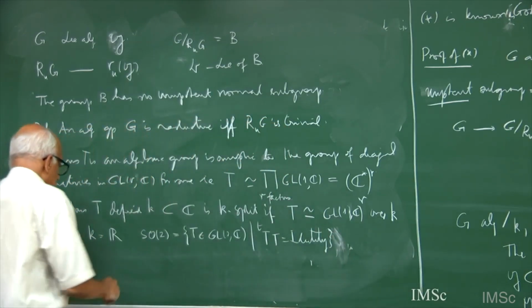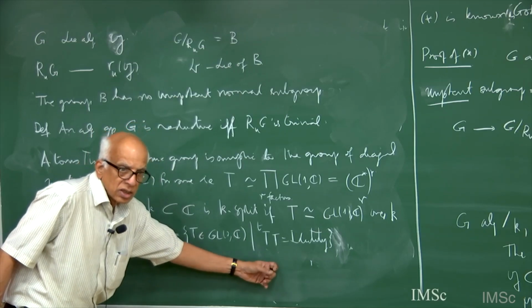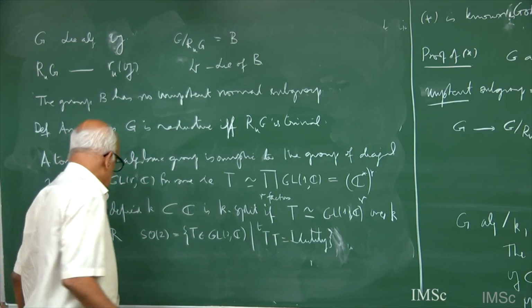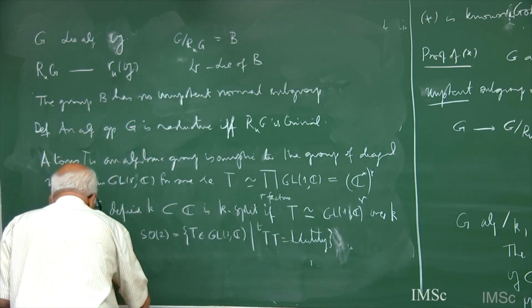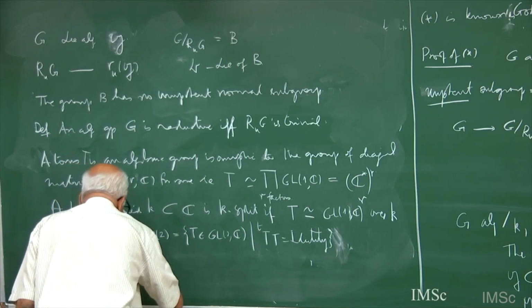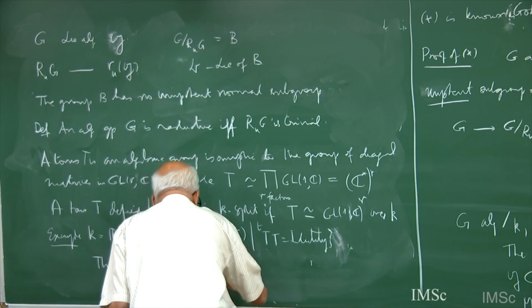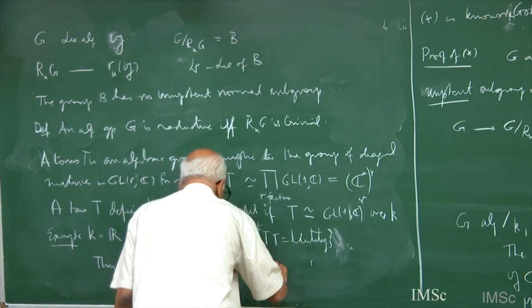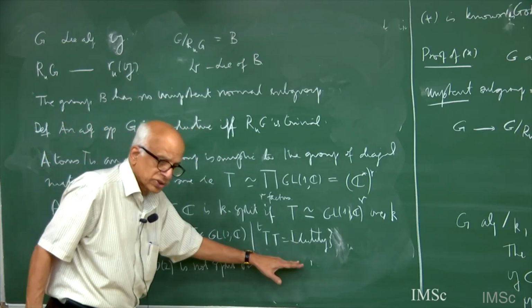I claim that SO2, this is the definition obviously over R, in fact even over Q if you like. So I claim that this group SO2 is not split over R. Notice over C, this is a torus.